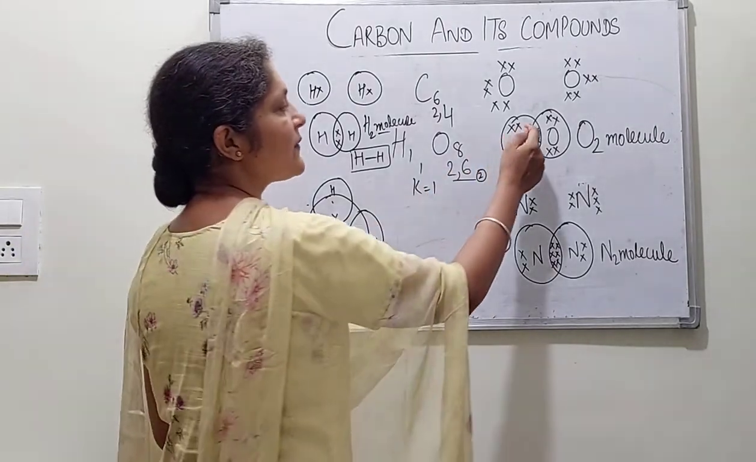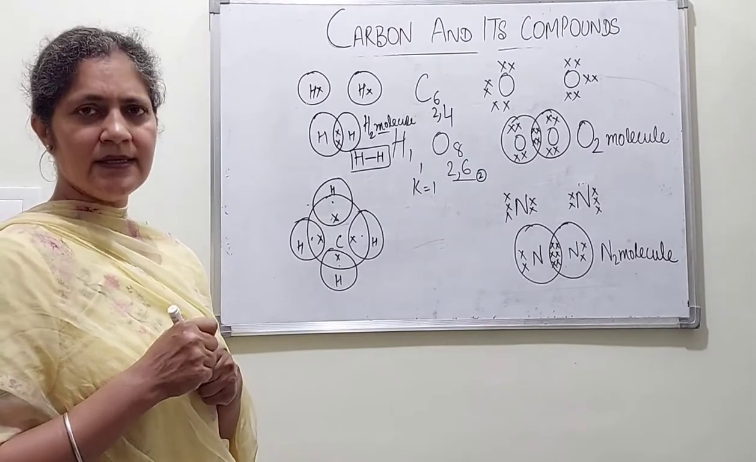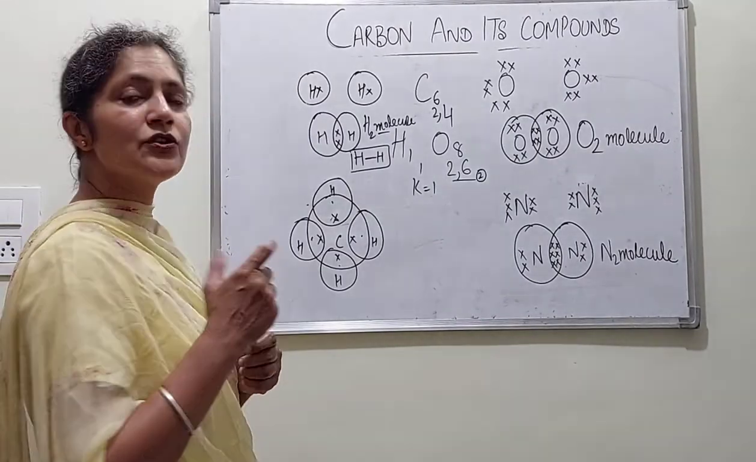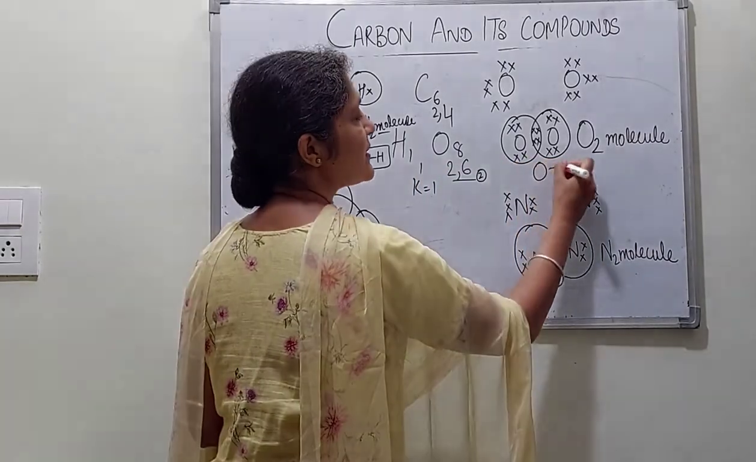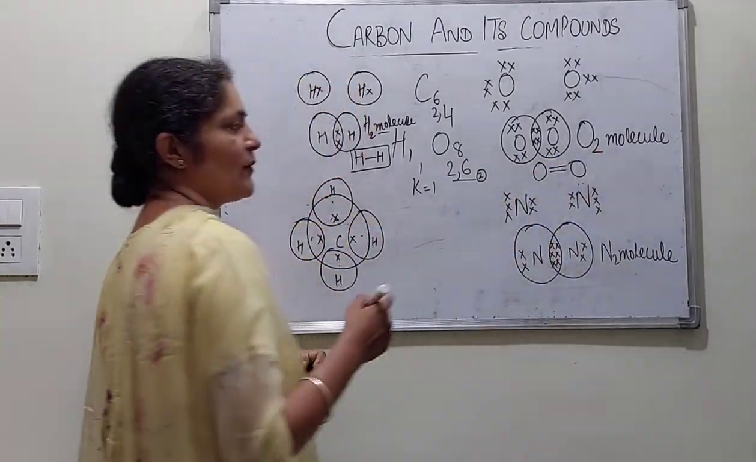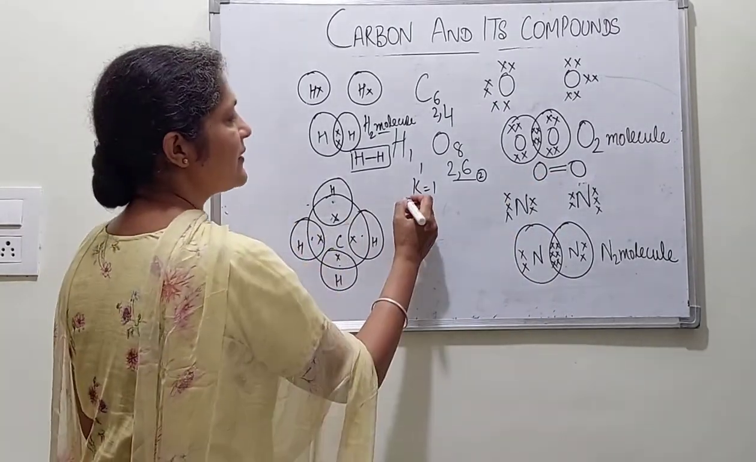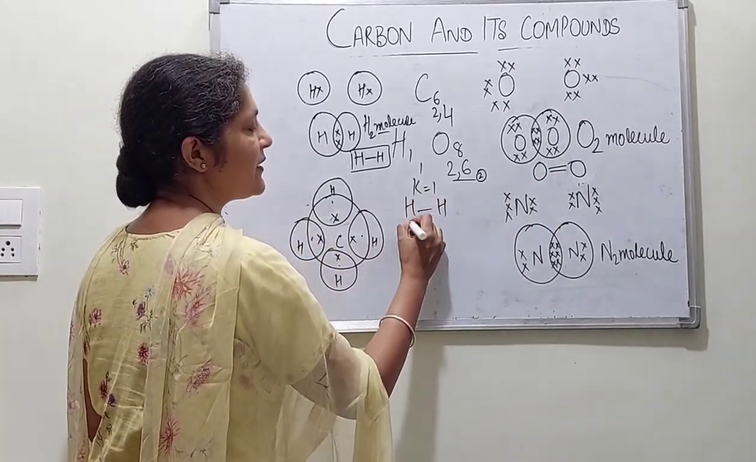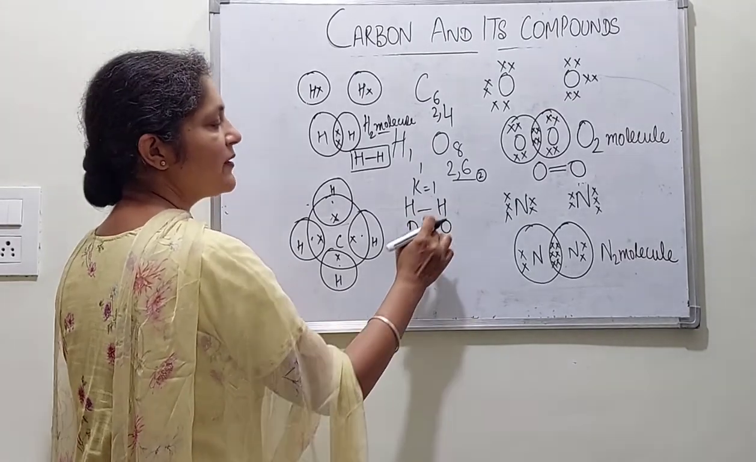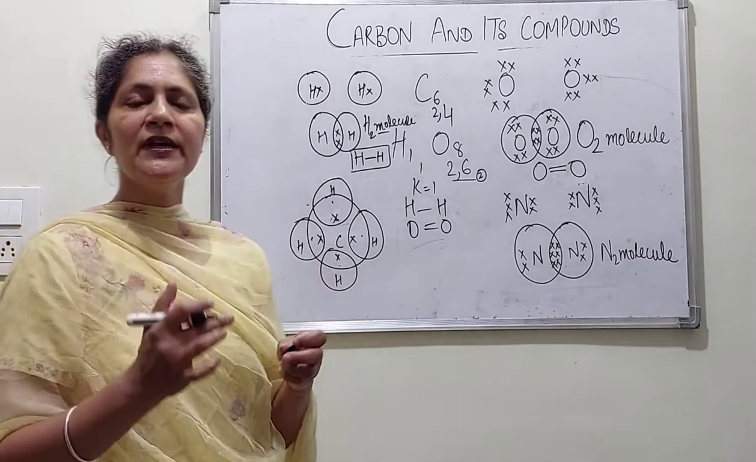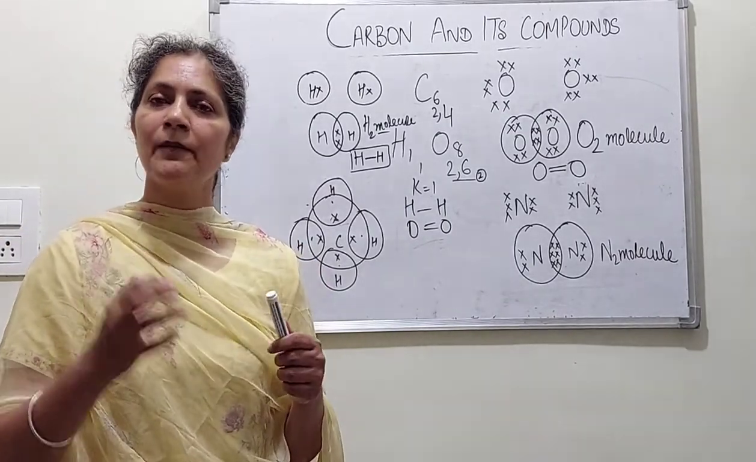Now students, there is sharing of 2 electrons each in the oxygen. There is sharing of 2 electrons, right? So it will form an oxygen double bond. These 2 lines represent the double bond. When there was a single line, it formed the single covalent bond. When there were 2 lines, 2 electrons are shared, so it forms the double covalent bond.